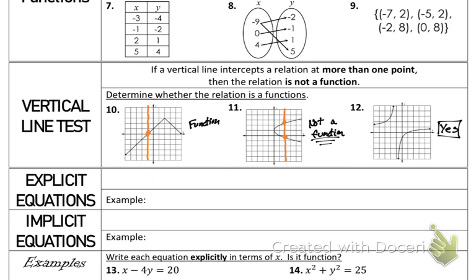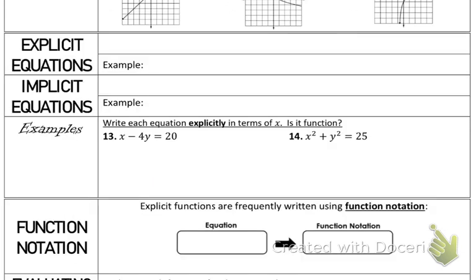All right, just a small bit of semantics: something called explicit and implicit equations. We'll see those particularly with circles and stuff. An explicit equation is one we deal with almost all the time. That will be an equation that's actually solved for a specific variable.